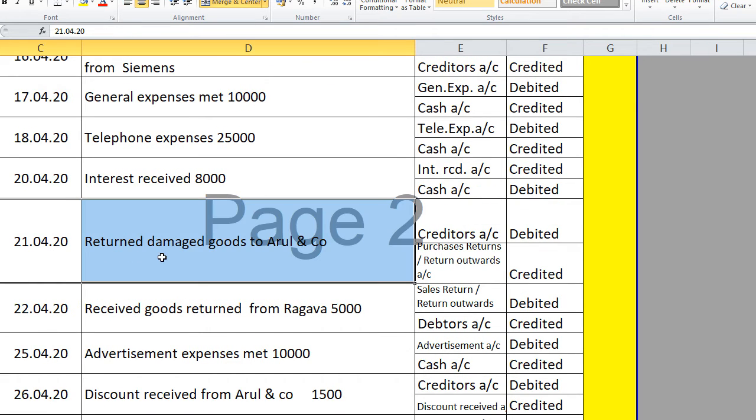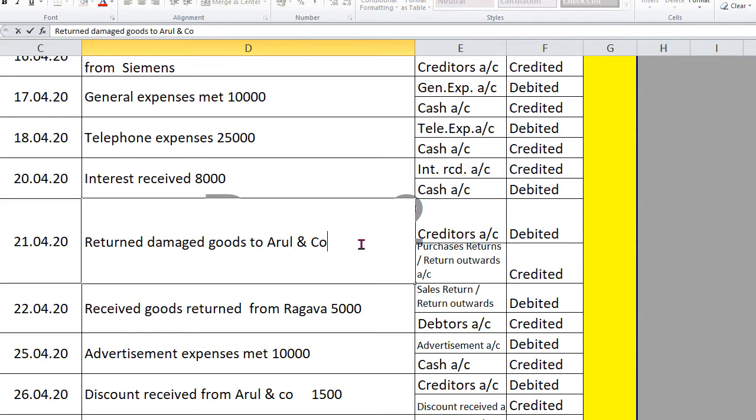21/4, returned damaged goods to Arul & Co. See, already we have purchased goods from Arul & Co. Some goods are damaged and we are returning them. So the goods are going out. So when the goods go out, it is to be credited, and obviously the creditor's account is to be debited. This is the rule. So here you may write purchase returns, or returns outwards. Any one you can do. In this transaction, let me write both. Hereafter you can write any one. So on 21, say for how much? Let us say 20,000.